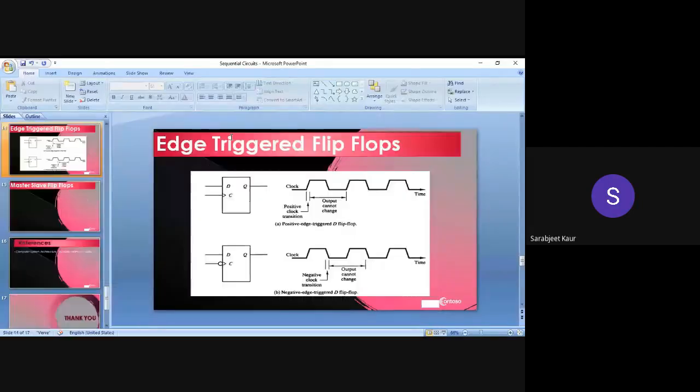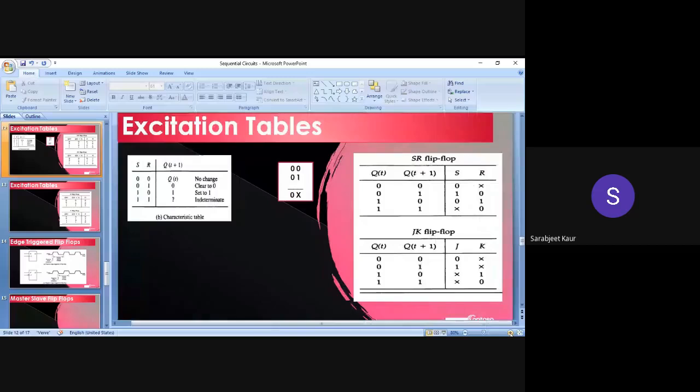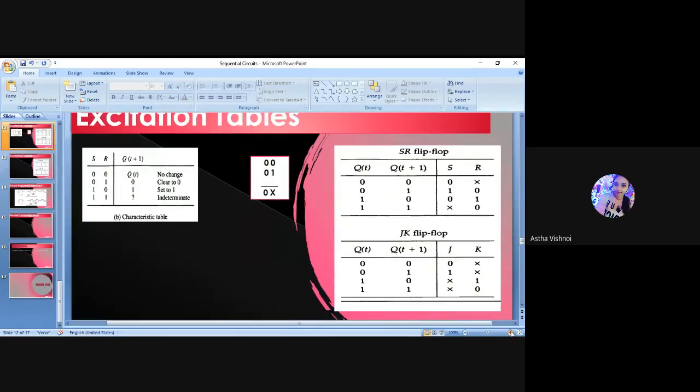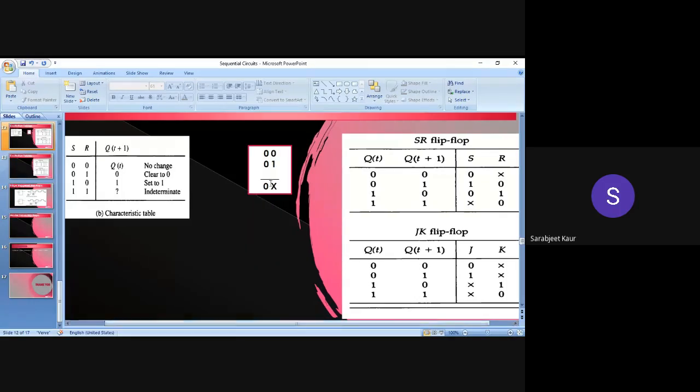So, let me just work it out for you here and show you. Is this visible to you? Let me make this my rough pad. Let's say this is the S input.